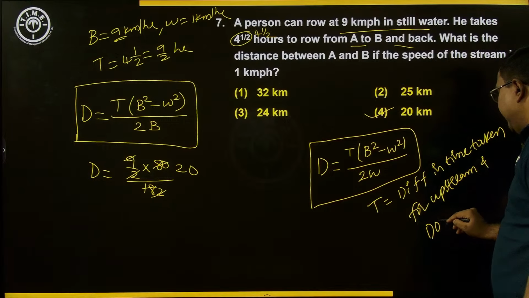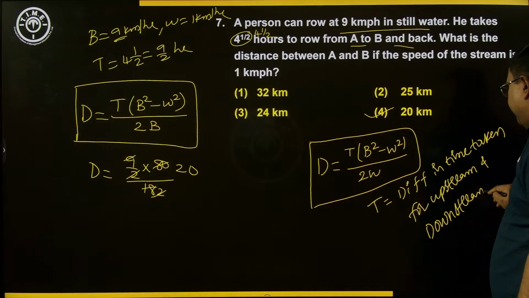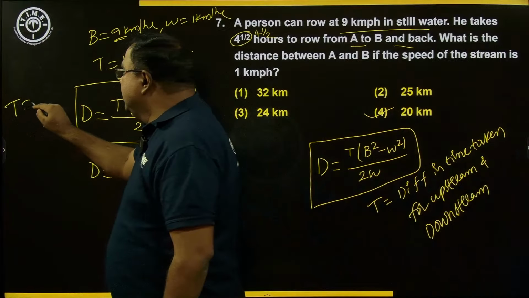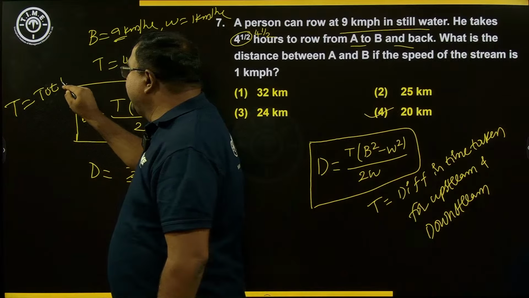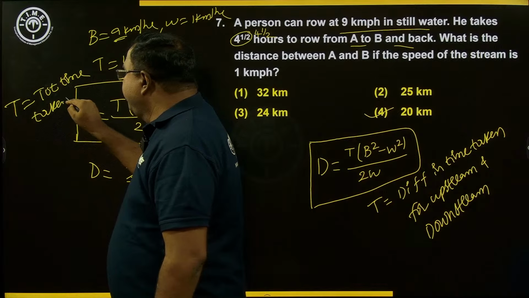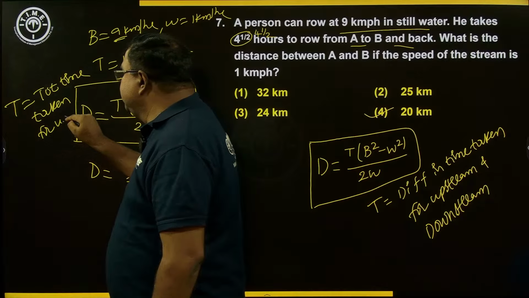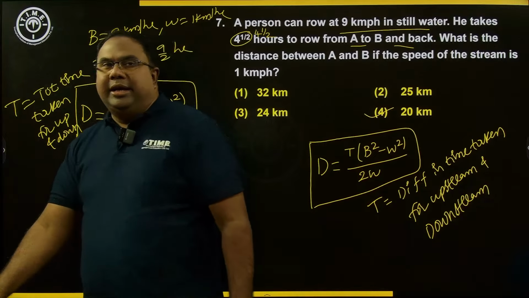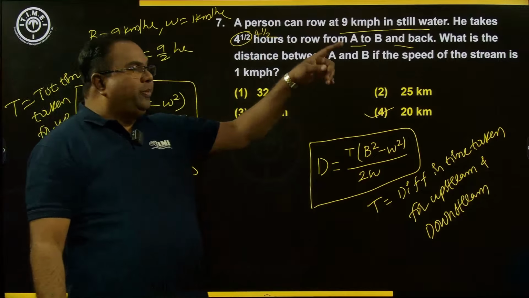Difference in time taken for upstream and downstream journey. Here, this formula I will use when T is total time taken for the upstream and downstream journey. Right, this is 4.5 hours to go from A to B, coming back.